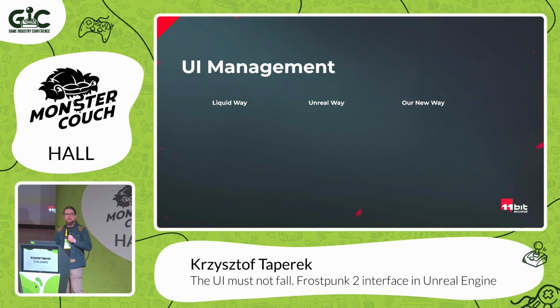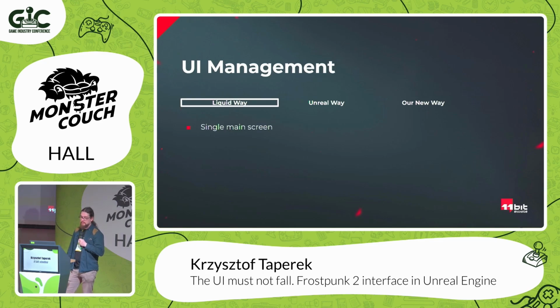So how do we approach the management of that UI? In Liquid, in Frostpunk 1, we had a single main screen, so that was one single, very, very big widget that contains every widget in the game. That was, of course, in XML, so it was a few hundreds of megabytes of XML. That was lovely to merge, but it was possible to merge at least. And all panels were implemented in the code. In Frostpunk 1, we didn't have any script language for that, any visual scripting, so everything was just put in the code.